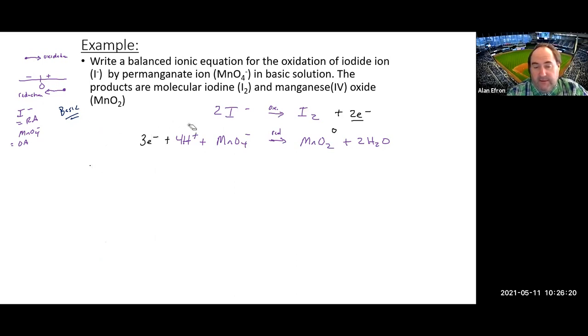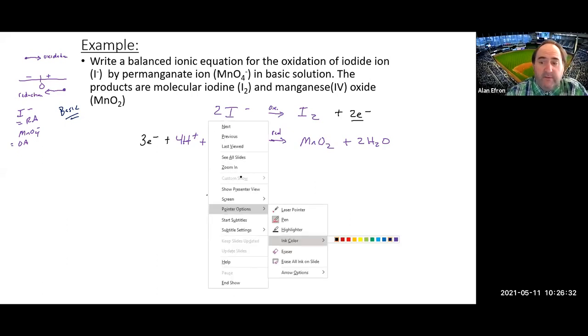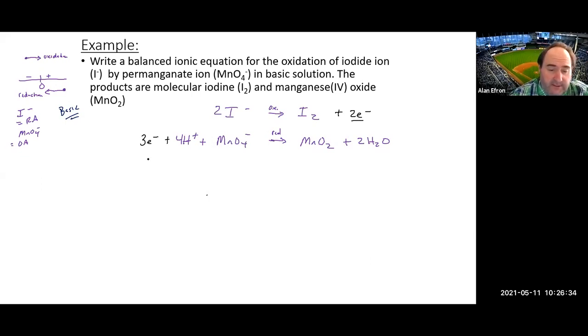Again, I'm just going to erase this so it's not so cluttered. We're technically ready to add these guys back together at this point, but we do have a situation here, and the situation is we do not have the same number of electrons in each half reaction. In this case, we're looking for 6. So we do need to multiply the top half reaction by 3. That will give us 6 electrons. We need to multiply the bottom half reaction by 2. That will also give us 6 electrons. So I'm going to do that and rewrite those equations.